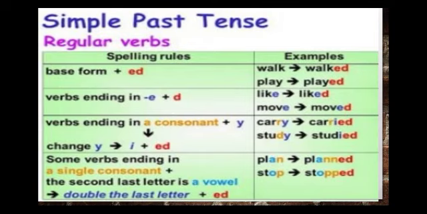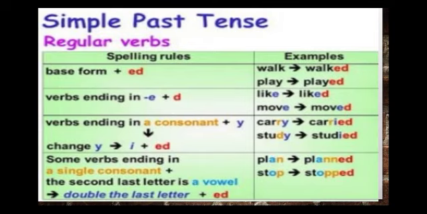Okay, now look at the last segment. Over here, if the last letter of the word is a consonant, it's not a Y, it's some other consonant, and just before that consonant, a vowel is there. In such cases, we double the last letter and then we add ED. Look at the examples that are given. Plan becomes planned with double N. Stop becomes stopped with double P. I hope these rules are clear to you.